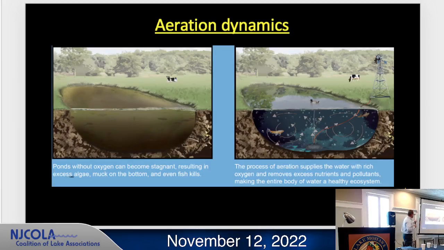So in this image, you're seeing a lake that basically becomes stagnant. This is a pond, obviously, but the idea is what we're trying to do is get movement through the system. Get the colder waters up, the warmer waters down, mixing. You get them mixing.